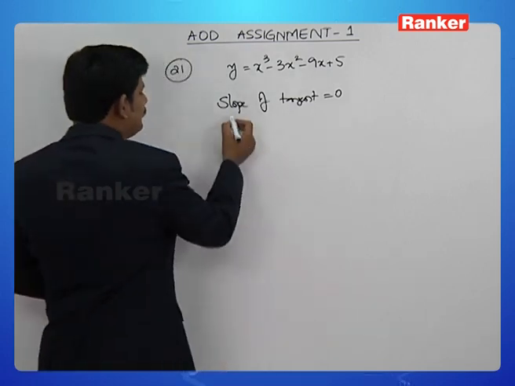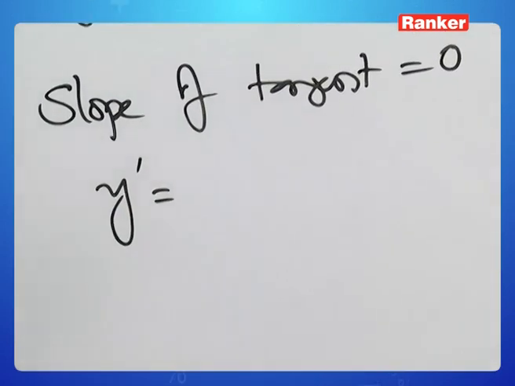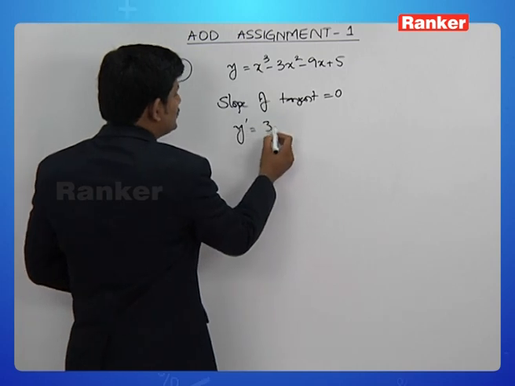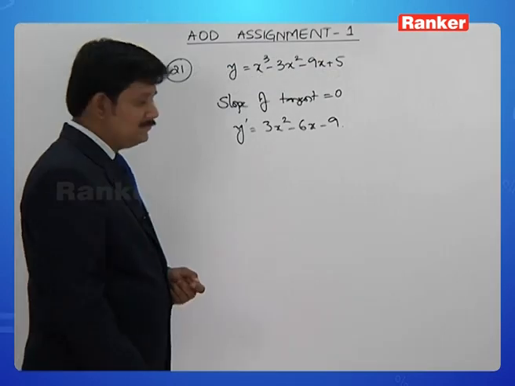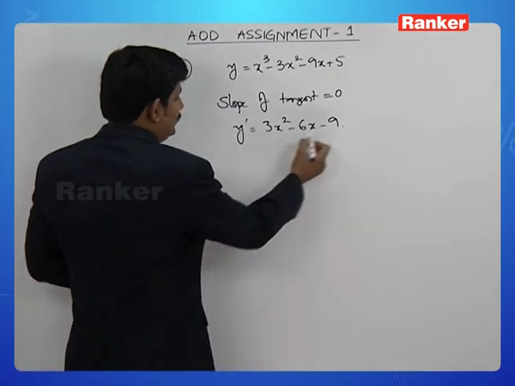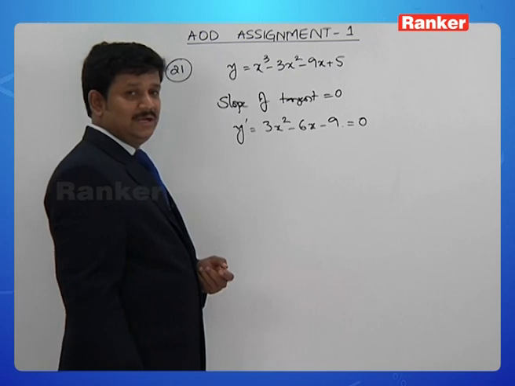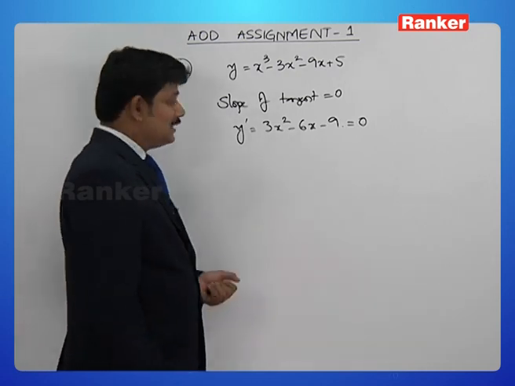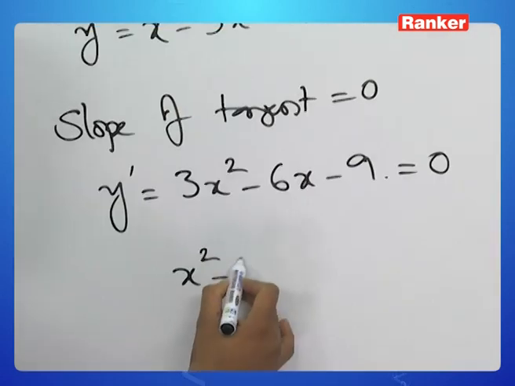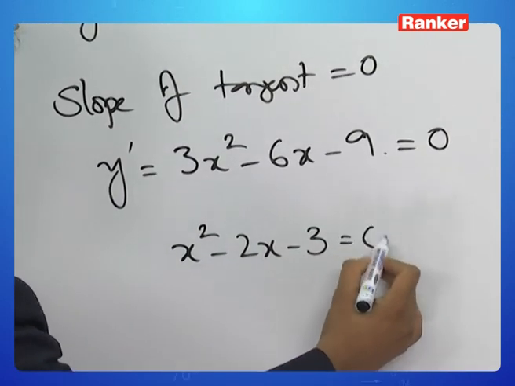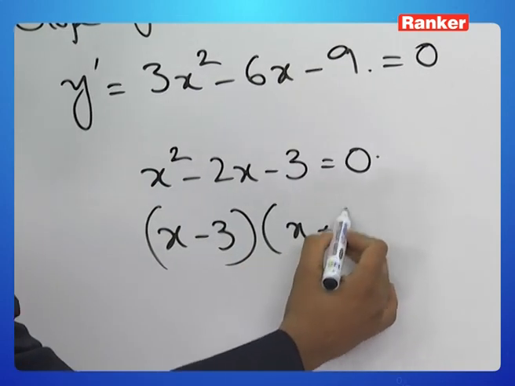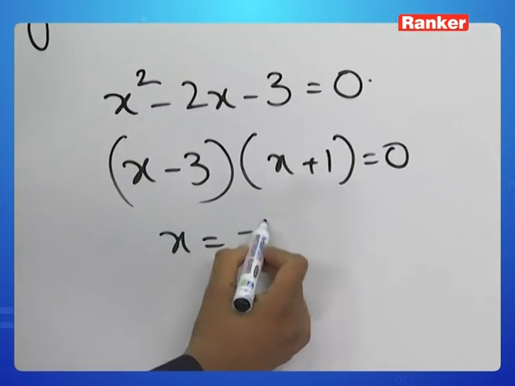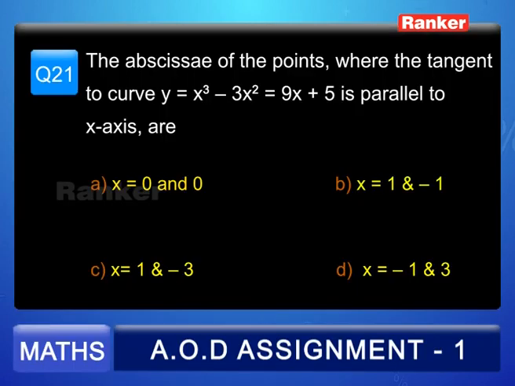Slope of the tangent, we know, is given by y dash, dy by dx. Differentiating the curve, it is 3x square minus 6x minus 9. We want this to be 0, slope of the tangent to be 0, tangent to be parallel to x axis. 3 gets cancelled, x square minus 2x minus 3 equal to 0, or (x minus 3) into (x plus 1) equal to 0, x is minus 1 or 3, which is option D. So, answer is D.